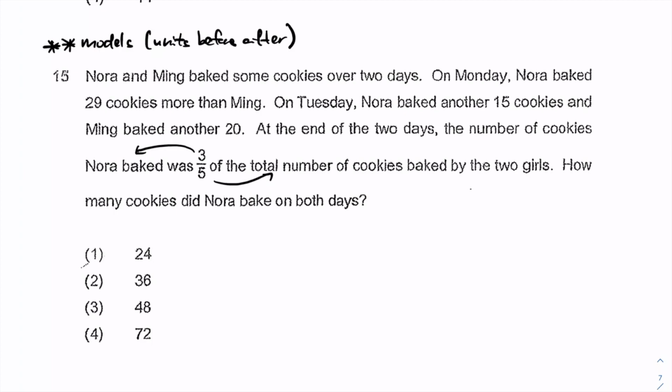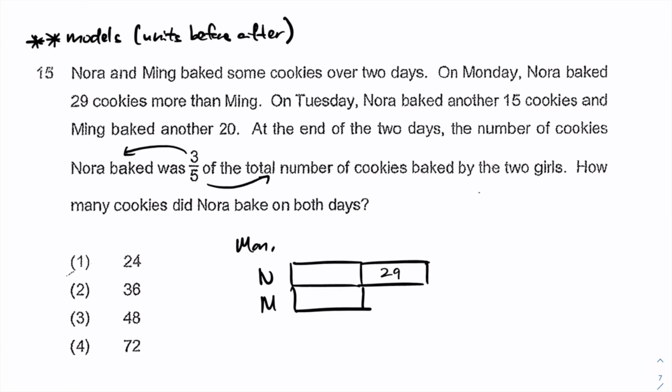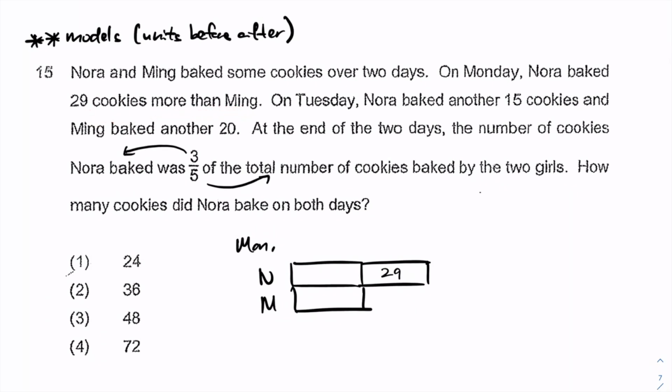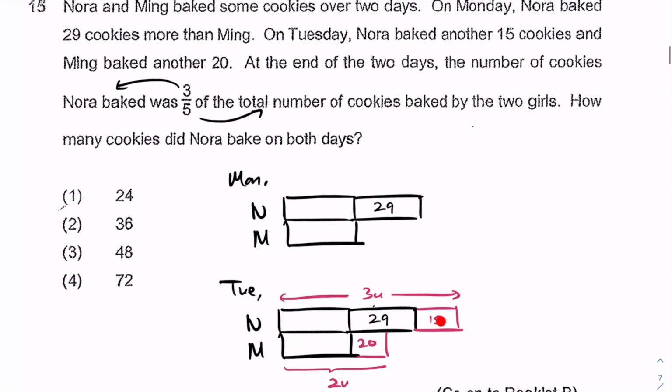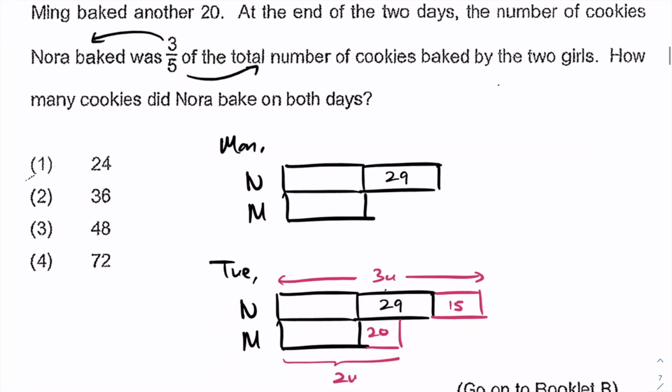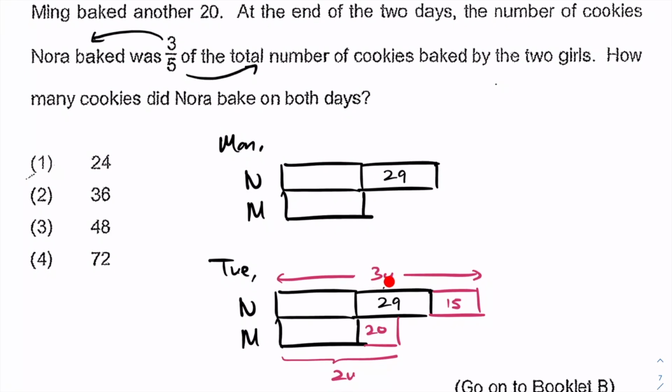Okay, let's do something about the first statement. Nora, 29 more than Ming. What about after that, on Tuesday? So let's show that Nora baked another 15 and Ming baked another 20. Now, this is where things get a bit tricky. Nora, 3 units. The total was 5 units.